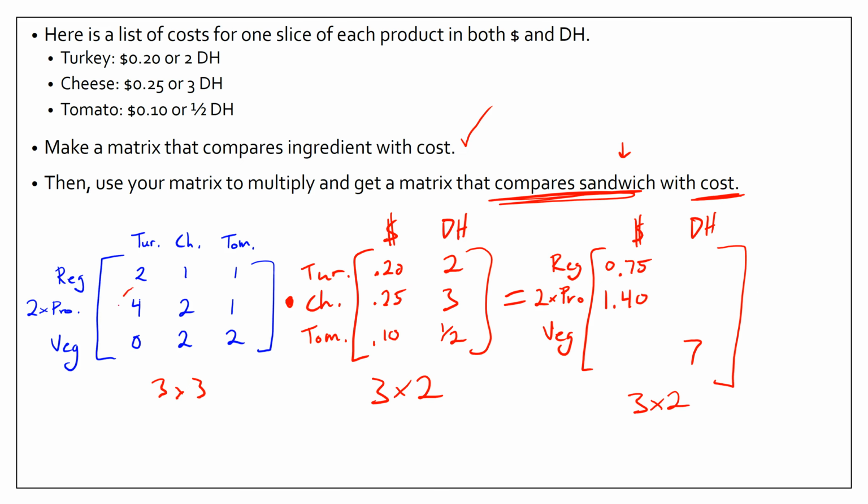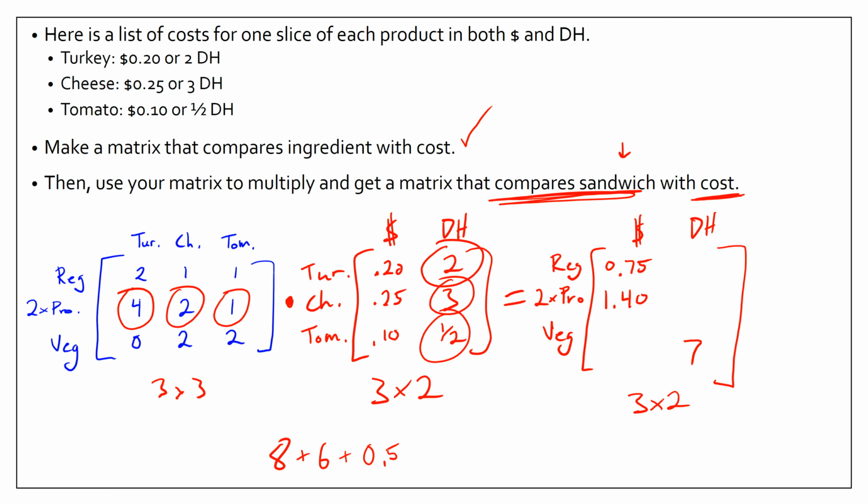I'm going to take these 4 turkeys times these 2 dirhams. That's 8 dirhams for the turkey. Then this 2 cheese times this 3 dirham. That's 6 dirham for the cheese. And then 1 tomato times 1/2. That's, we'll just say 0.5. Add all those up, and that would be 14.5 dirhams.